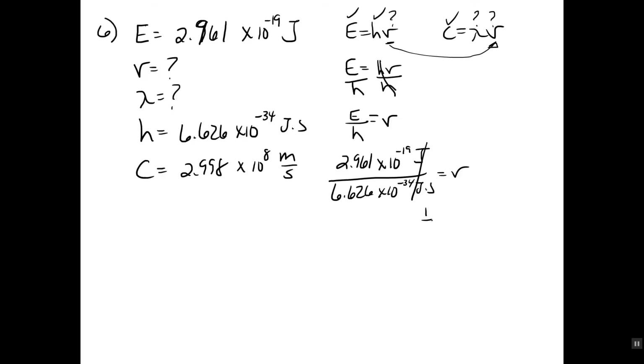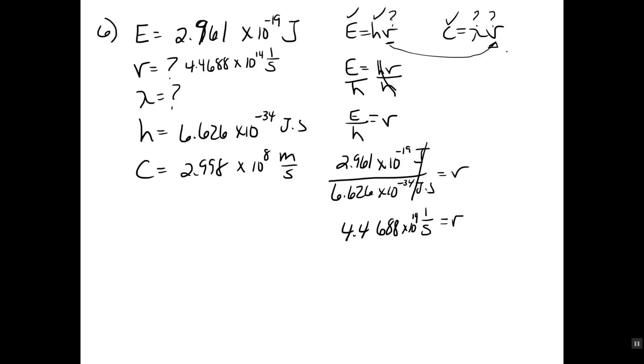And then again, that gives you a label of 1 over S, and that should make sense for frequency. You should see the trend here. That's a hertz. And 2.961 times 10 to the negative 19th divided by 6.626 times 10 to the negative 34th. When you divide those, you get a value of 4.4688 times 10 to the 14th. Okay, now that I know what that is, let me just write it in here so I have that to fall back on if I need it later.